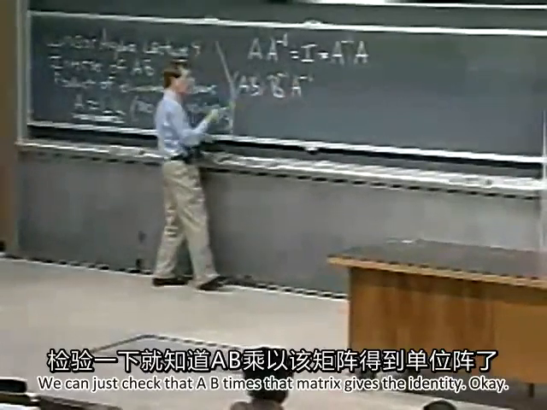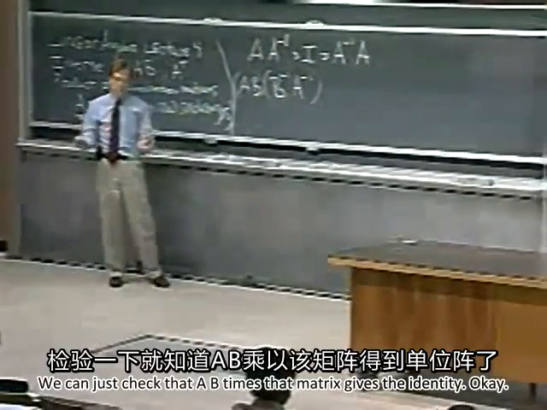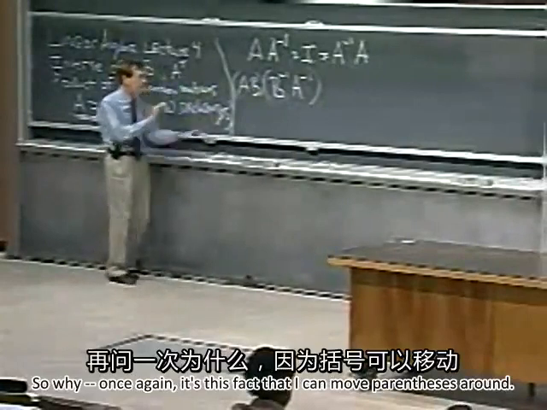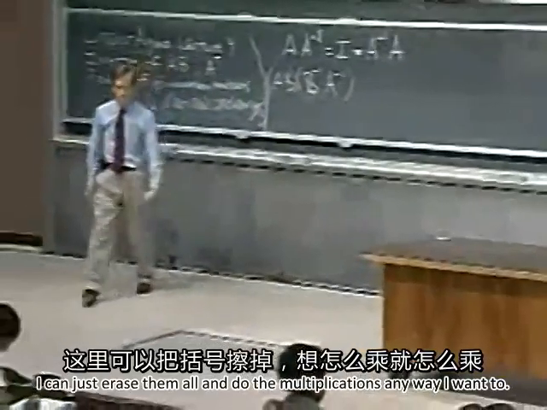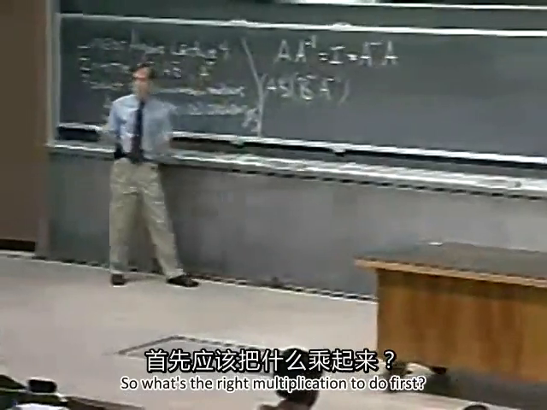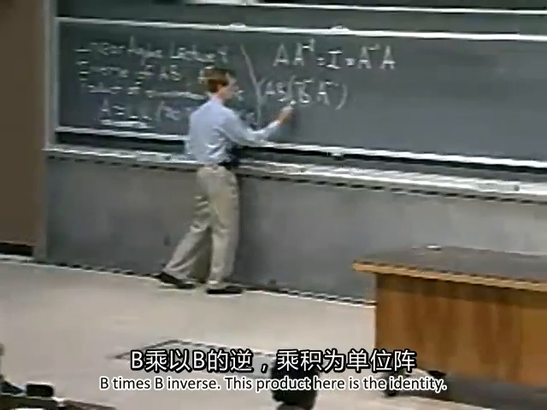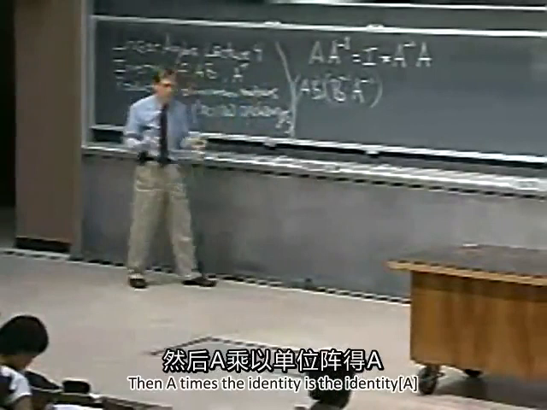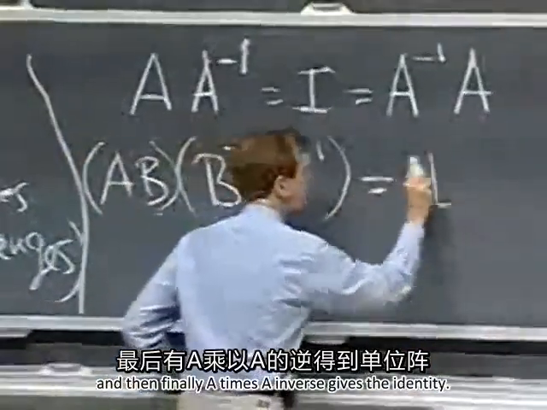We can just check that AB times that matrix gives the identity. Okay. So why? Once again, it's this fact that I can move parentheses around. I can just erase them all and do the multiplications any way I want to. So what's the right multiplication to do first? B times B inverse. This product here is the identity. Then A times the identity is the identity, and then finally A times A inverse gives the identity.